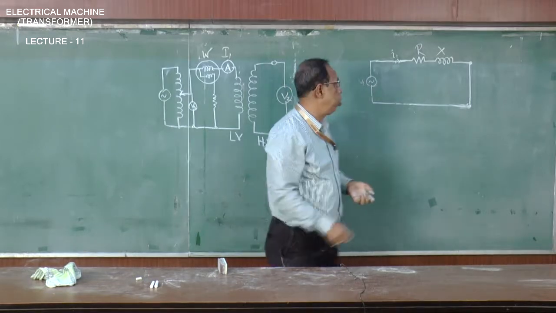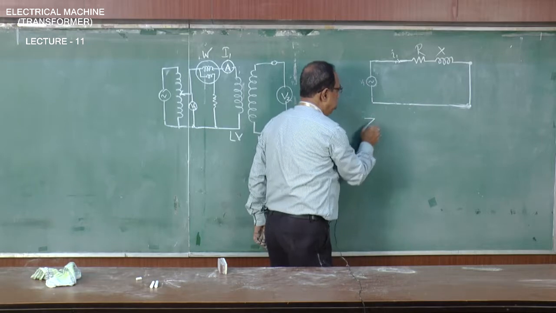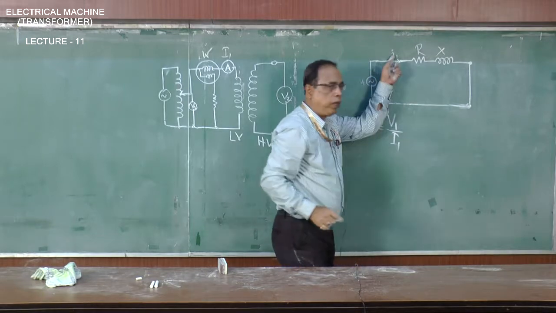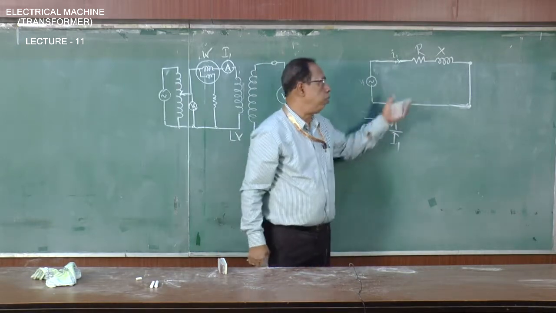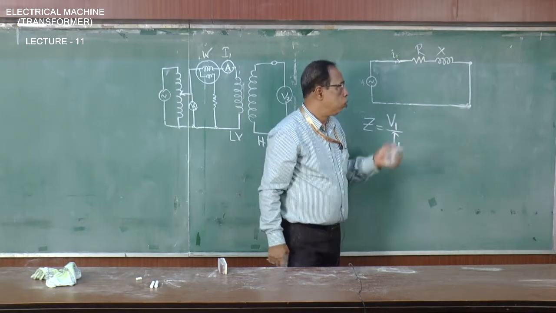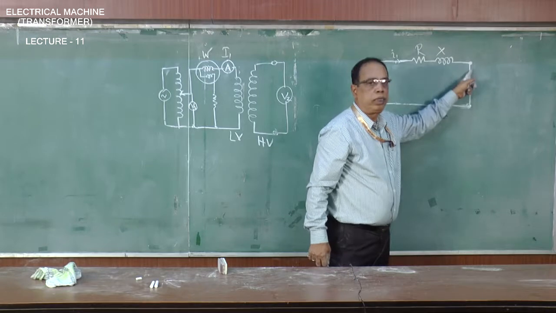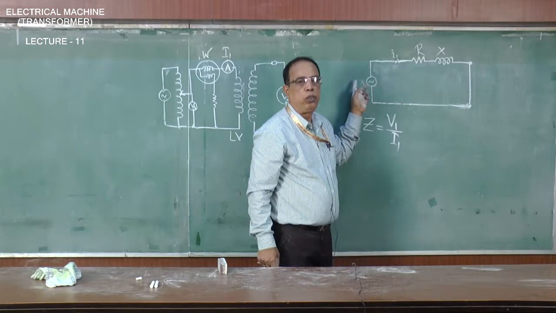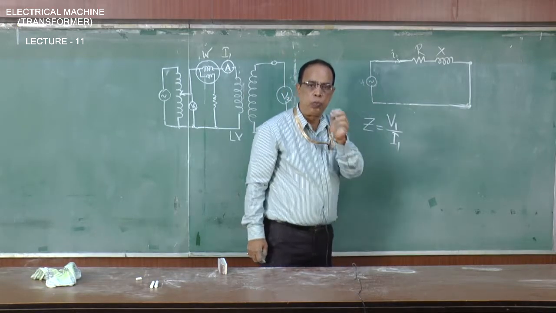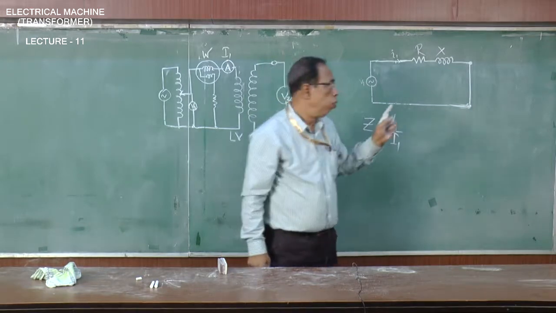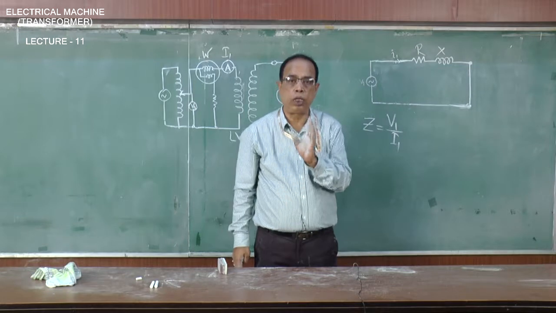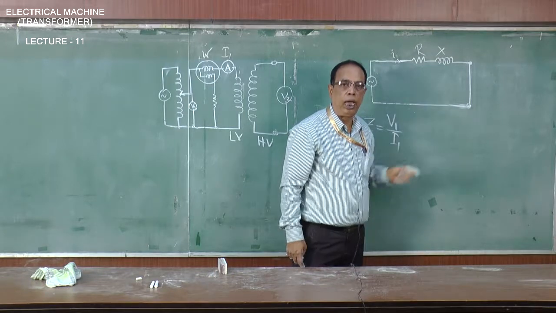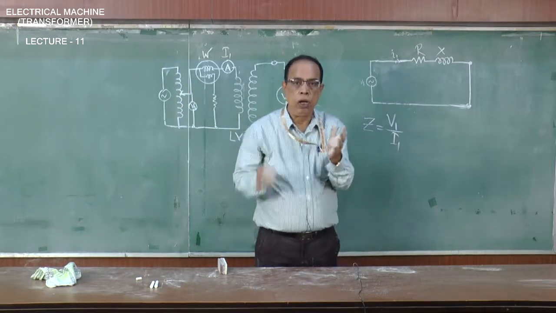That means, just applying Ohm's law, if I1 is the current, then Z of the transformer will be V1 by I1. I1 is the RMS value of this current. So, Z is V1 by I1. This can be very well measured. So, what you have to do? We will have to short circuit the secondary. If I short circuit the secondary, my requirement of voltage will be very less. A small voltage will be able to drive full load current, because we want full load current to pass through this secondary and primary, so that I can get the full effect.